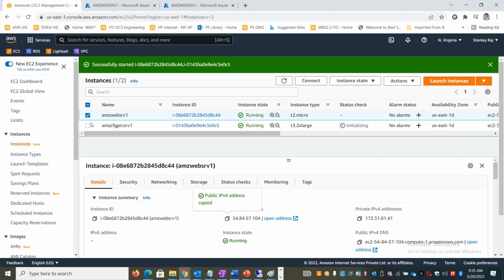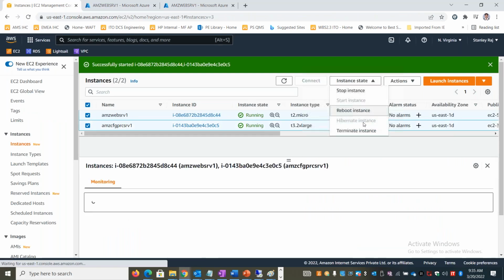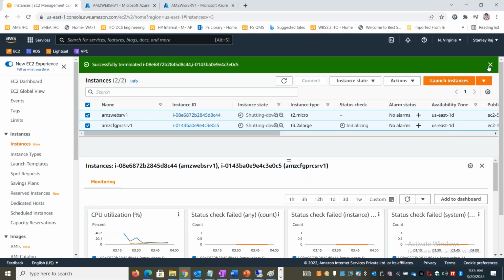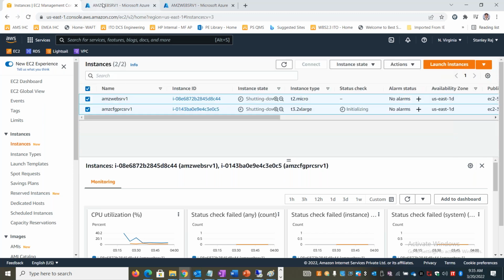I can also go and clean up these two VMs from AWS so that I can stop the billing. Okay, we are good.